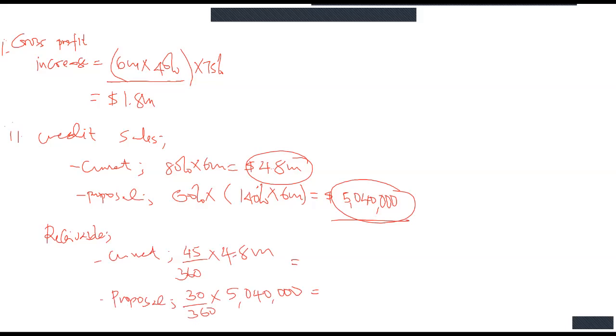600,000 for current. 420,000 for the proposal. So 600,000 was the investment we had before, and 420,000 if the company implements the proposal.